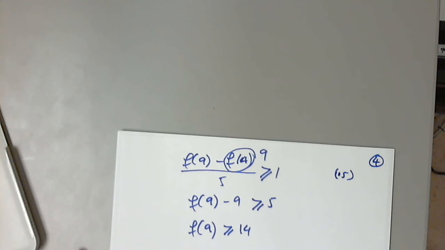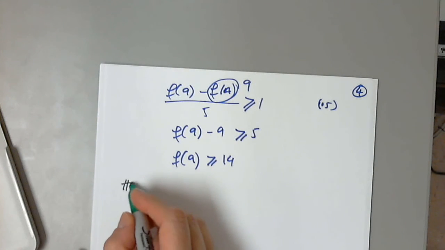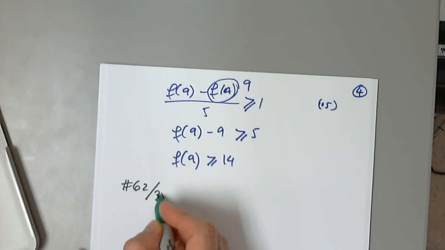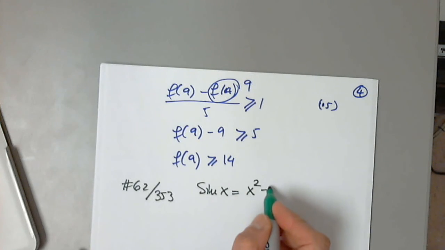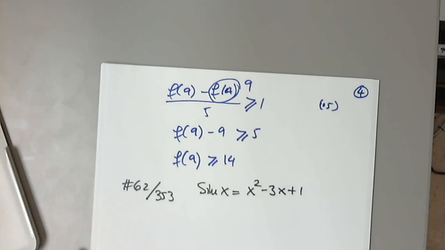At the review, at the end of chapter 4, problem 62, page 353: sine x equals x squared minus 3x plus 1. Six decimal places.